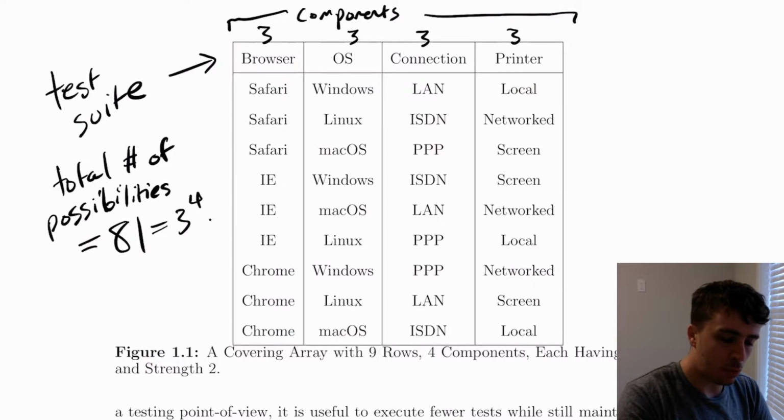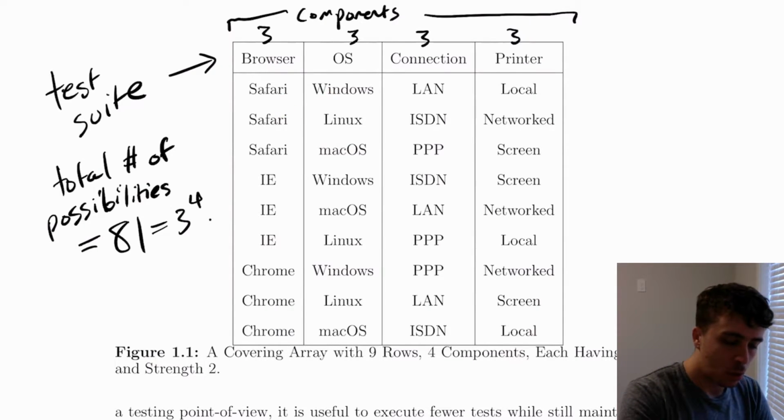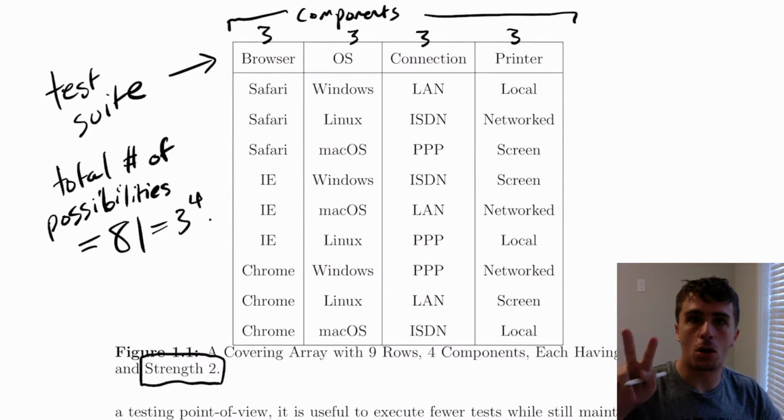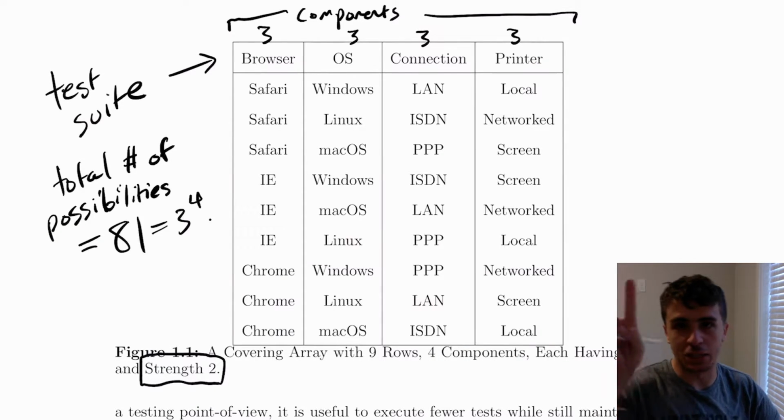Okay, so what do we want to do here? We want to test interactions of at most a certain size. So here, what it really boils down to is we have a particular strength in this test suite. And what it's saying is that because it's strength 2, then that means that I pick any two components, let's say browser and connection right here, and I gotta make sure that all possible pairs in those two components appear in some test.